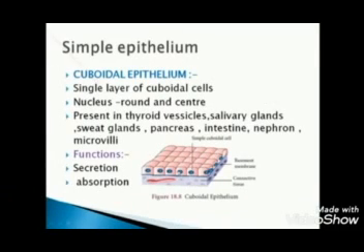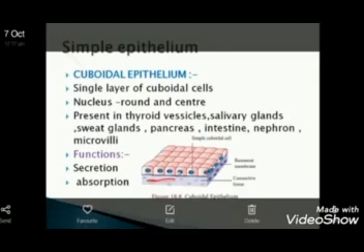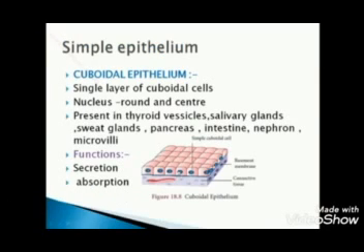Now the next one is the cuboidal epithelium. It is composed of a single layer of cubical cells. The nucleus is round and lies in the center. This tissue is present in the thyroid vesicles, salivary glands, sweat glands and exocrine pancreas. Now the functions of the cuboidal epithelium: the main function is secretion and absorption.